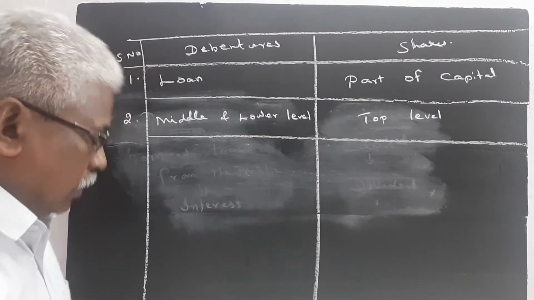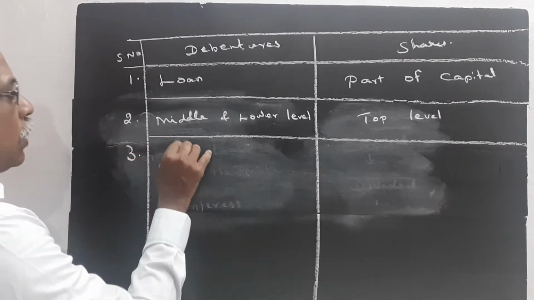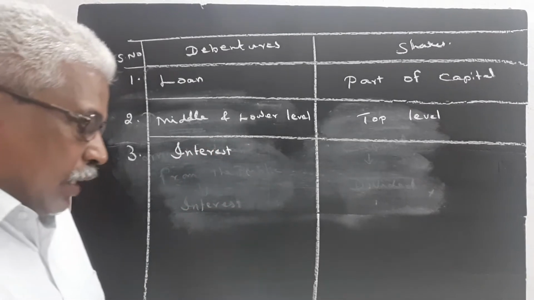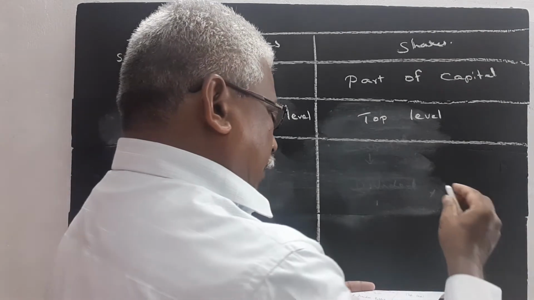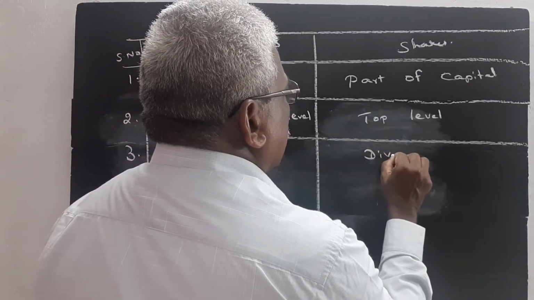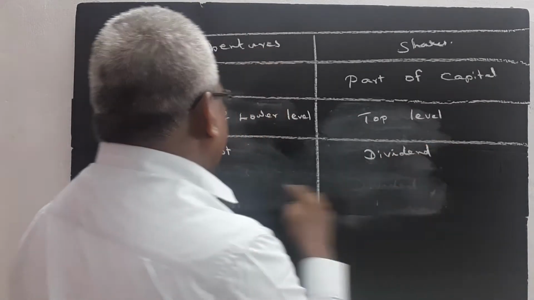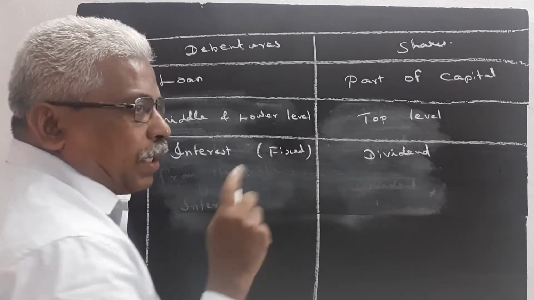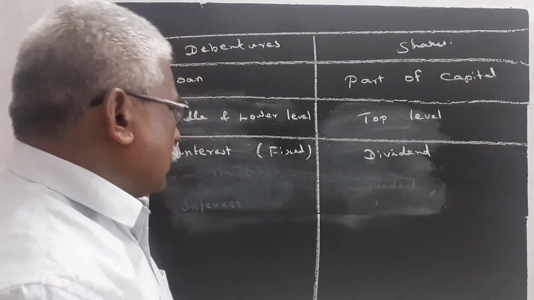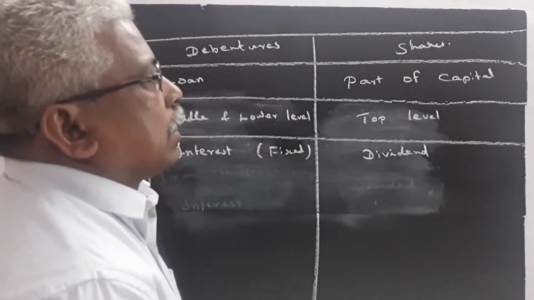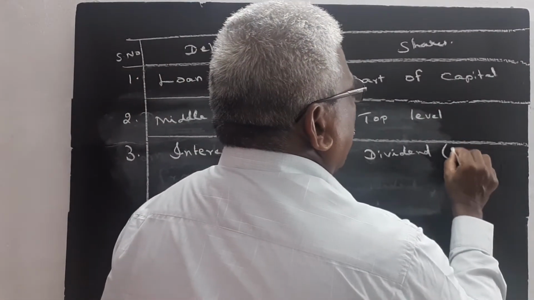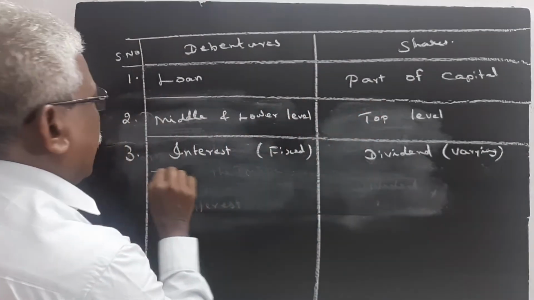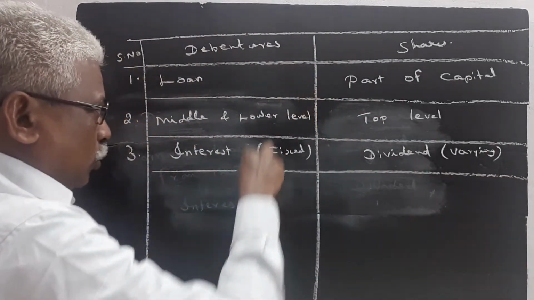Then third point, already explained, the debenture holders are eligible to get interest, but the shareholders are getting dividends. The interest is fixed, whether the company earns profit or not. The interest must be a fixed one. The shareholders are getting dividend, but the dividends are varying. Point number 3.